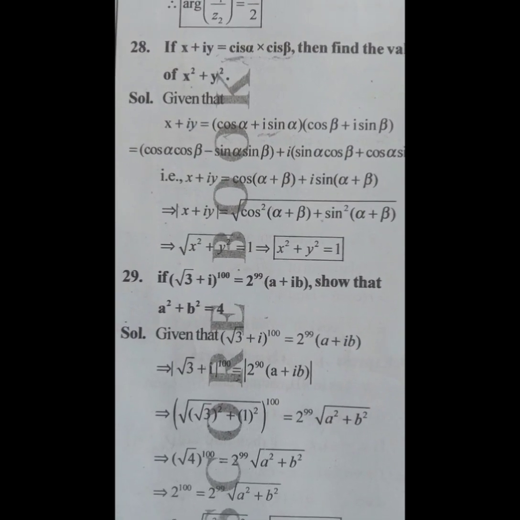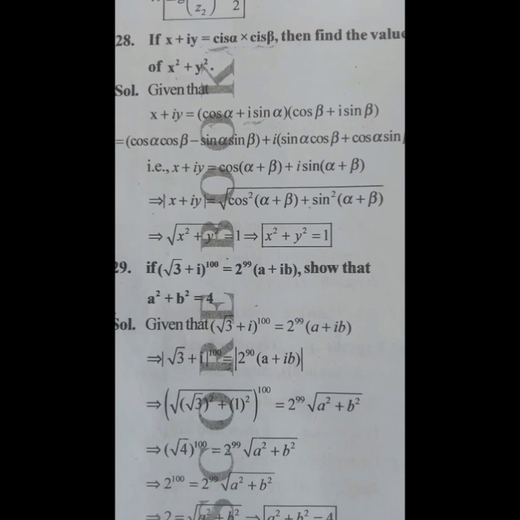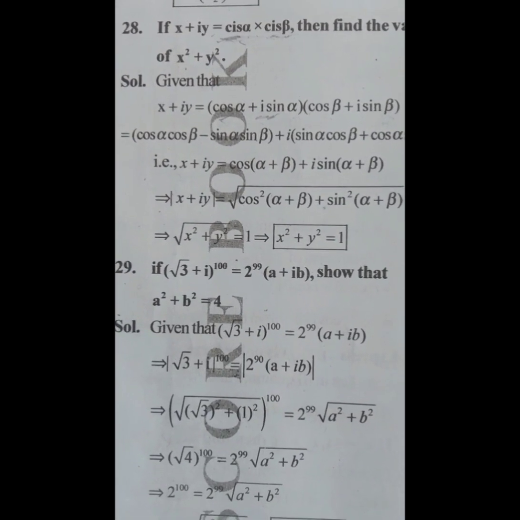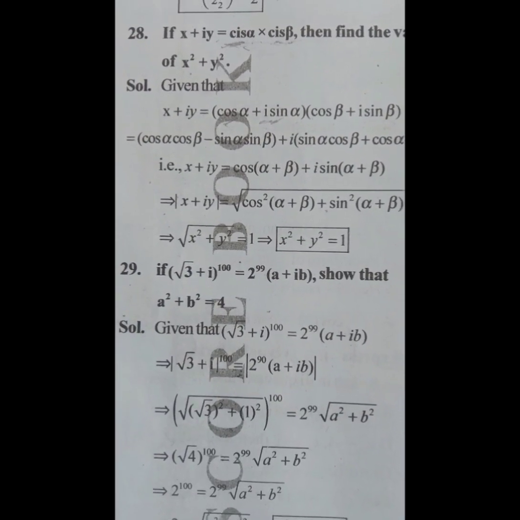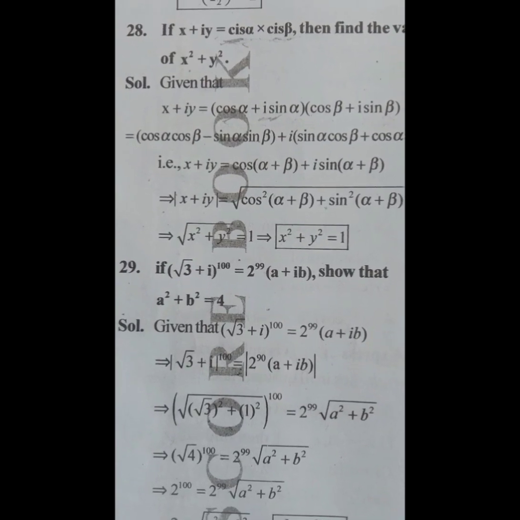For the modulus you take the square root of a square plus b square. Then you will get x square plus y square as 1. Cos square theta plus sin square theta, or sin square theta plus cos square theta, is one. This is the important basic formula you studied in previous standards.